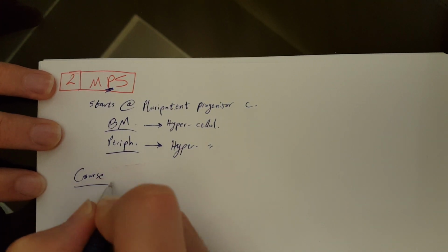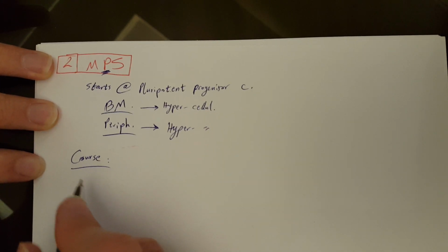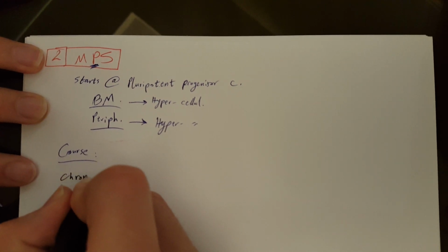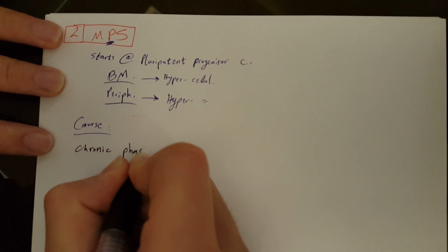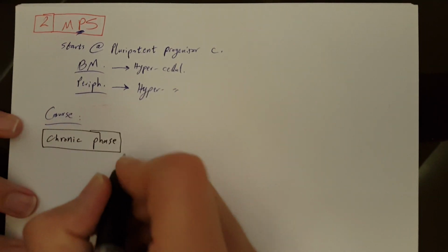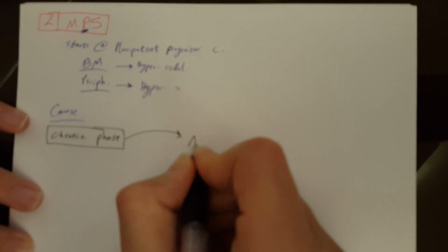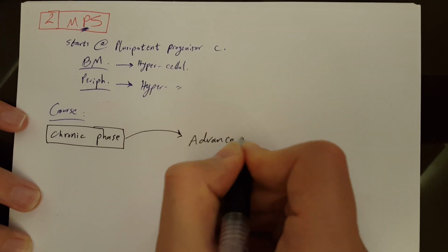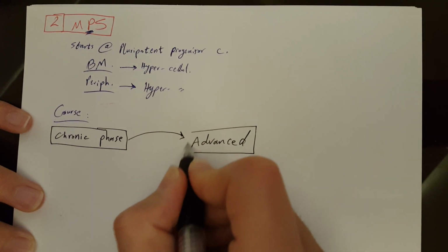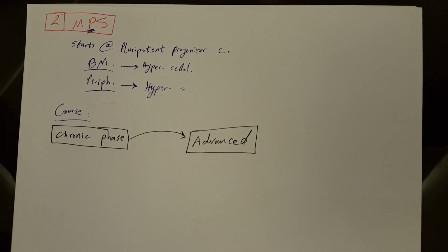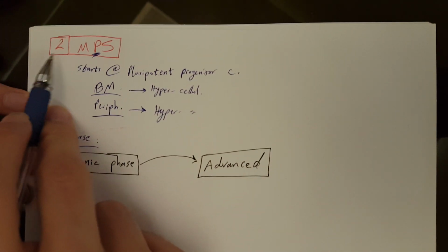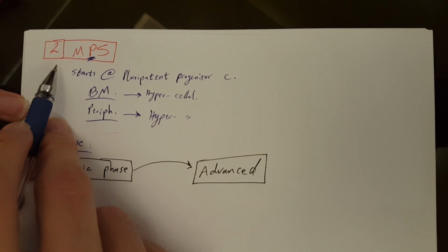This one has a course. Okay, all myeloproliferative diseases have a course. They start chronically, they have a chronic phase, okay, that then develops into an advanced phase. Advanced. Okay? The chronic phase is where we have these diseases that are mentioned. By the way, this is 2, so I'm going to have 2A, 2B, 2C, 2D, which are the ones.